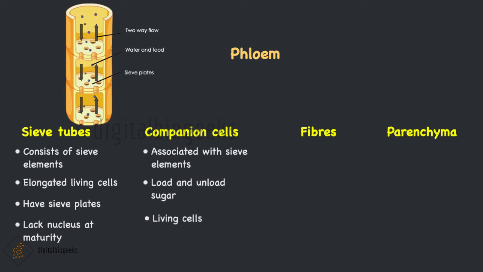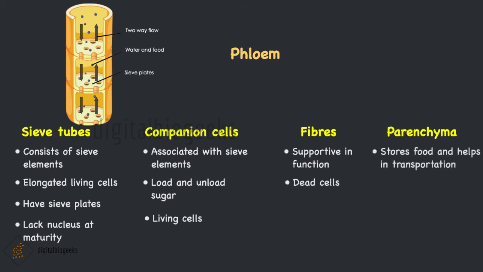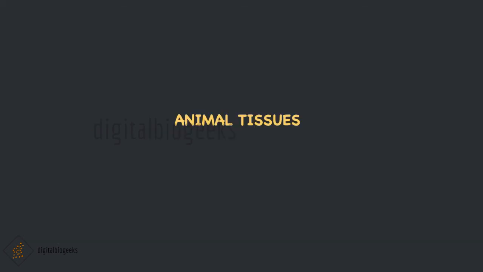Phloem fibers support the conductive cells. These phloem fibers are dead cells, and phloem parenchyma, as in xylem parenchyma, stores food and helps in the transportation of food. Till now we learned about plant tissues.